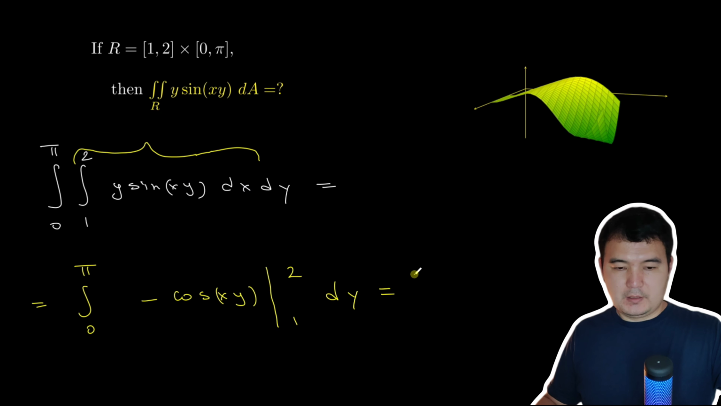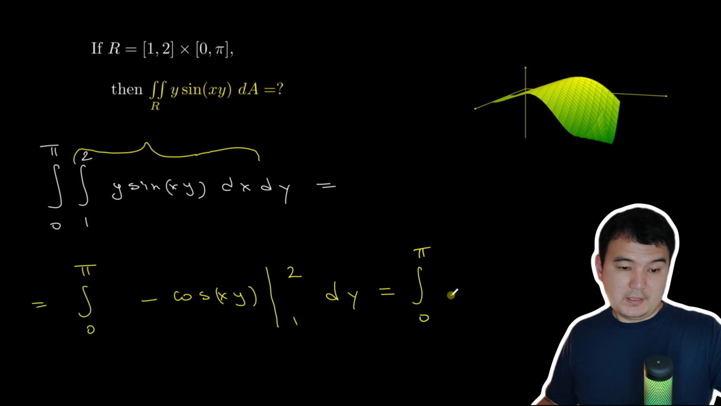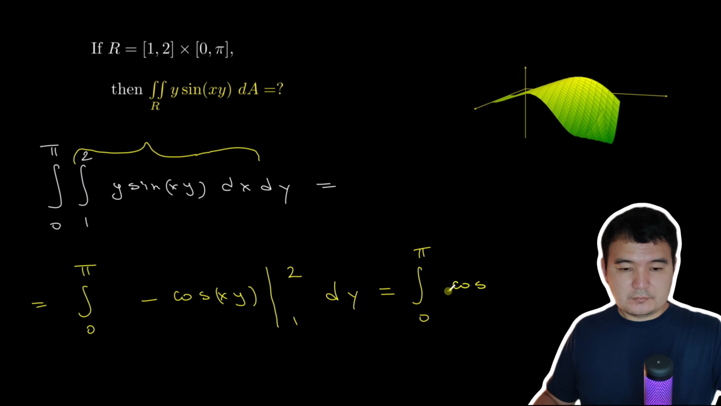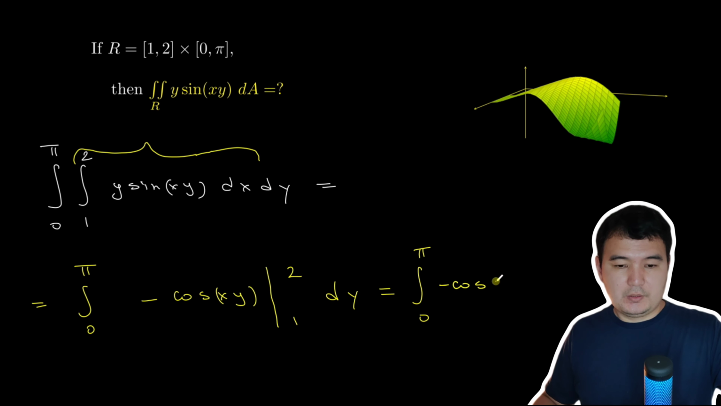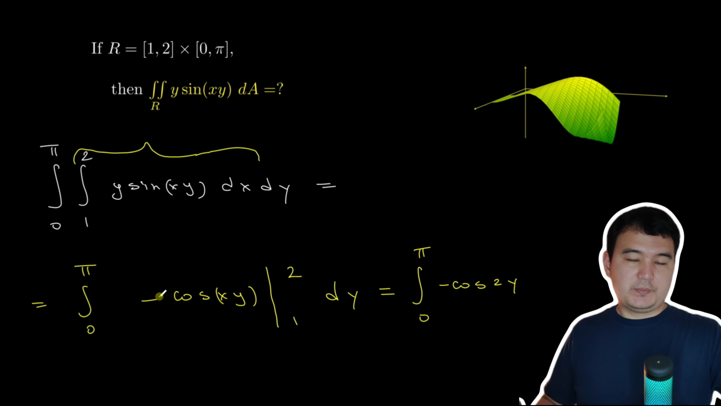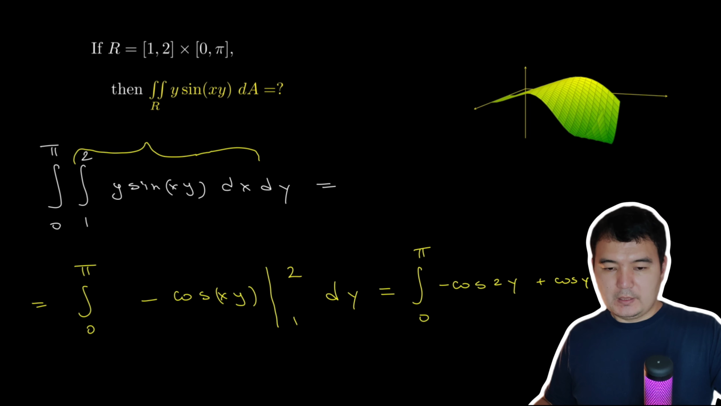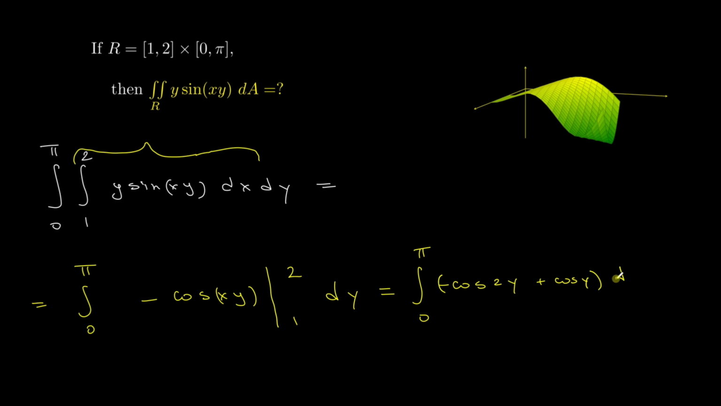And then from 0 to pi. So that gives me negative cosine 2y. Subtracting cosine y means adding just cosine y dy. And now this is a single integral with respect to y. So let's do the integrals.